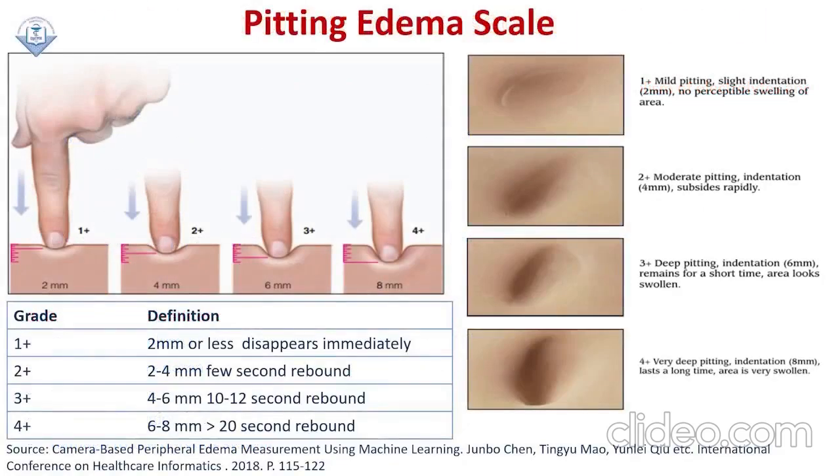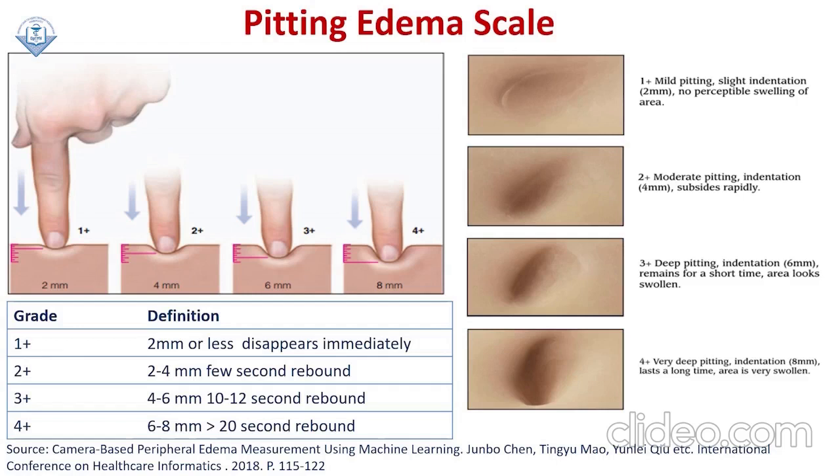In this slide you can see classification by pitting edema scale, classification by intensity. How to do it? You press on the patient's extremity and you can see the intensity of the fossa after your pitting. Pitting edema may be of 4 degrees. In the first degree, it is a fossa which is only 2 millimeters deep and it disappears immediately. It is mild pitting and slight indentation, no perceptible swelling of the area.